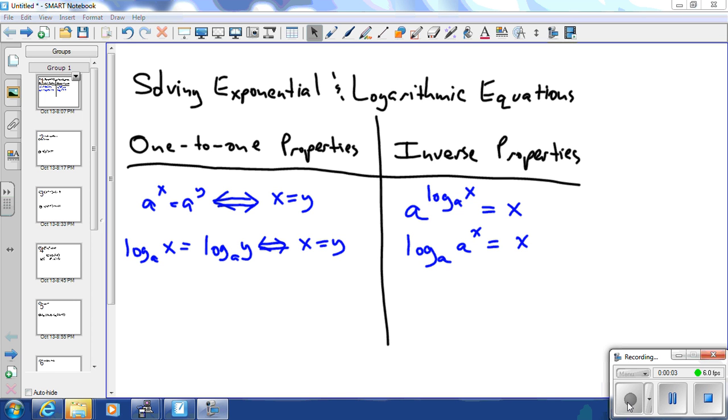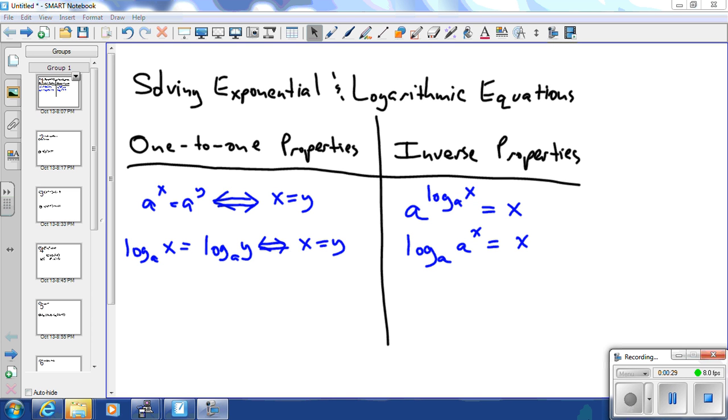Section 4 is on solving exponential logarithmic equations. There's two main strategies in doing this. They are one-to-one properties, which you'll see here. If two bases are raised to the same power, then the powers must be equal. And a similar thing with the logarithms, you'll see those relationships there. The other method is inverse properties, and that's something that might require a little bit more thought.